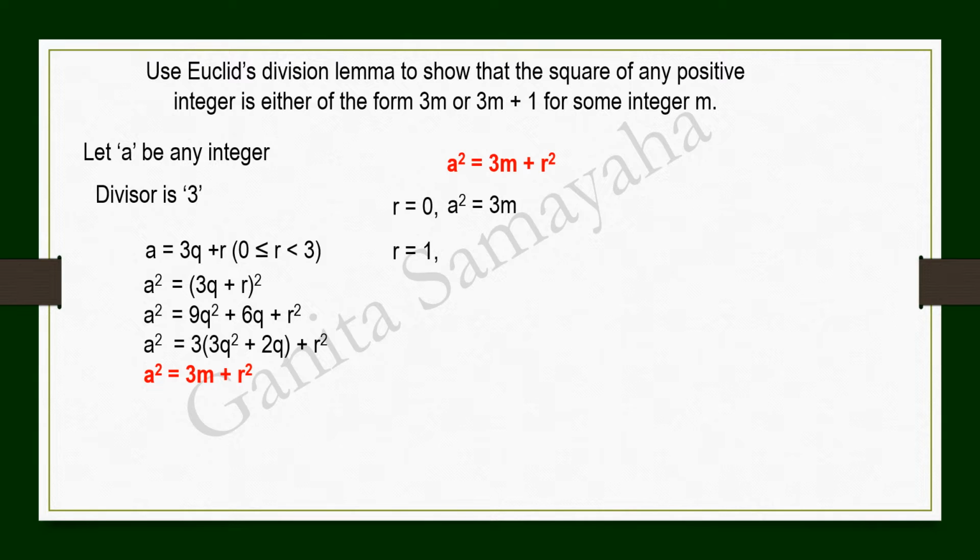Or can be 3m plus 1 as well, isn't it? When r is equal to 1, what happens to our a squared? a squared is equal to 3m plus 1 squared. 1 squared is 1. So, when r is 1, then our a squared, the square of the given integer, is of the form 3m plus 1. And when r is equal to 2, our a squared will become equal to 3m plus r squared. Okay, children? So, 3m plus r squared, that is 2 squared is 4. So, when r is equal to 2, we have a squared is equal to 3m plus 4.